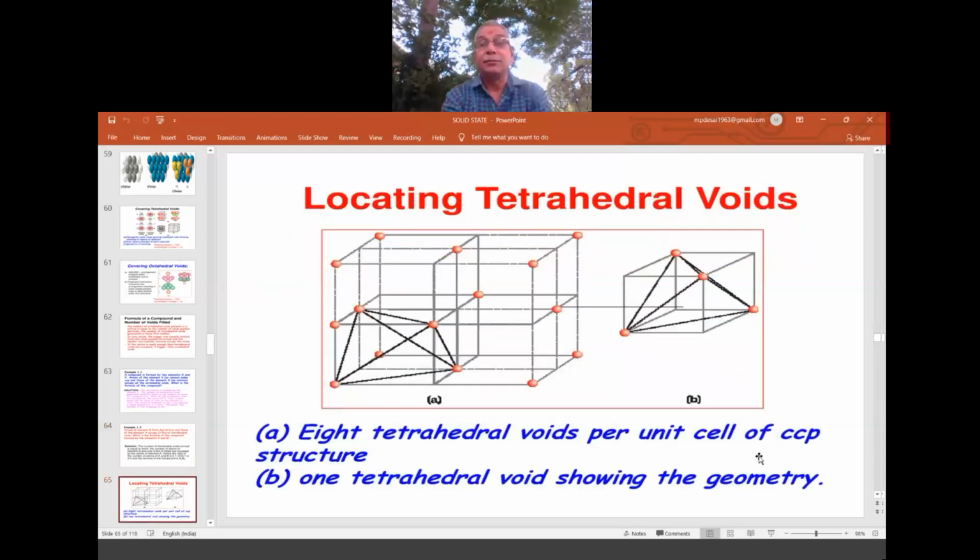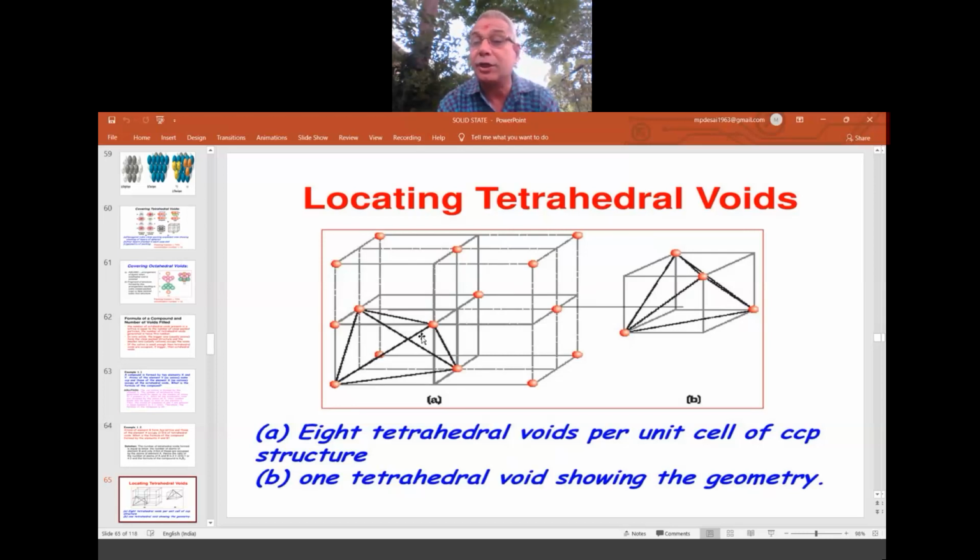Now, how to locate tetrahedral voids? For this you have to take one separate unit cell. This is the crystal lattice, and this is the unit cell. I am taking a separate unit cell here. In this unit cell, all 4 corners at the top are occupied by particles, and at the bottom 4, totally 8, and there is one on every face. This is called face centered packing, FCC packing.